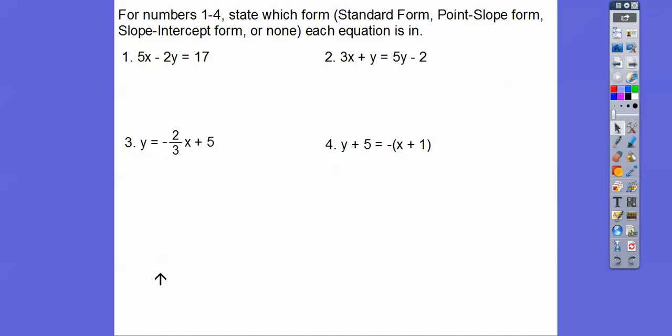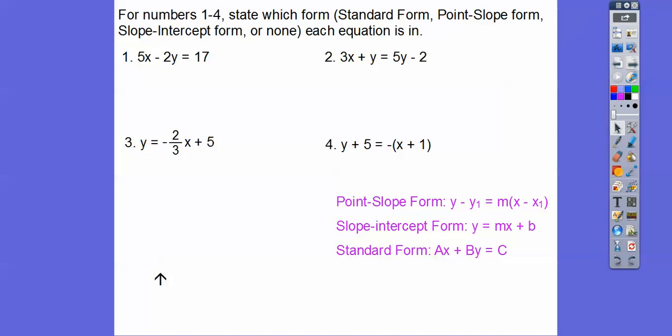So here's our review of standard form, point-slope form, and all that stuff. Point-slope form is y minus some number equals some number times x minus some number. Not that one, not that one. No, this one right here. Here's y minus negative 5 equals, and there's a little hidden negative 1 right there, times x minus negative 1. This one's point-slope form, okay?